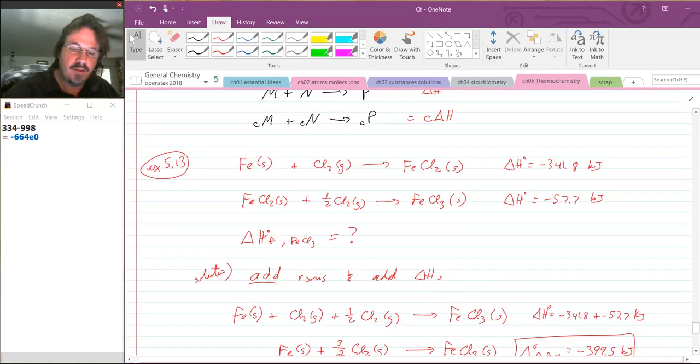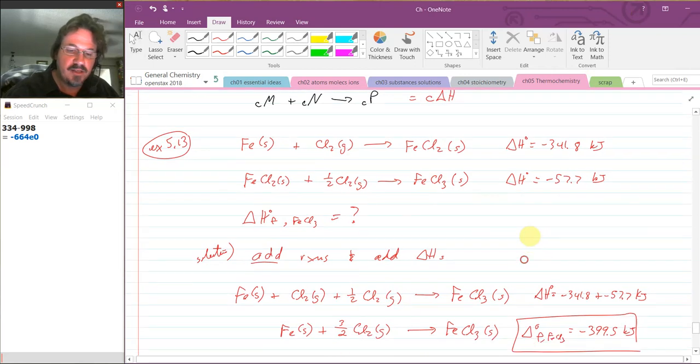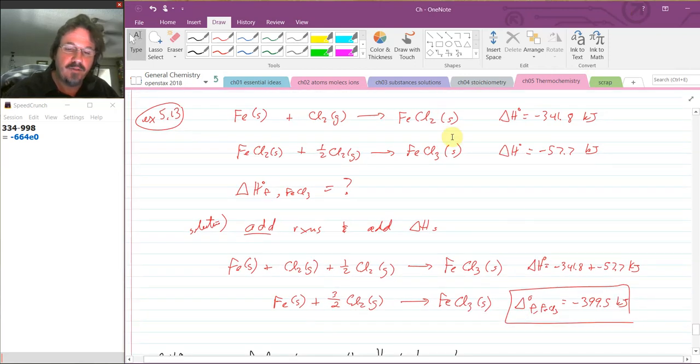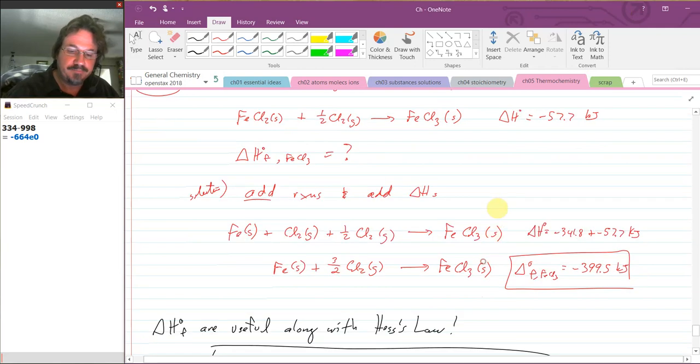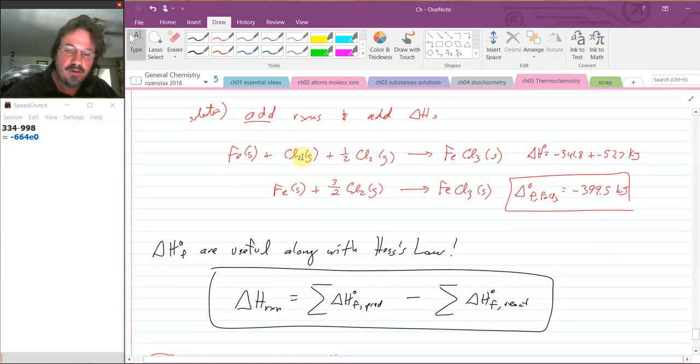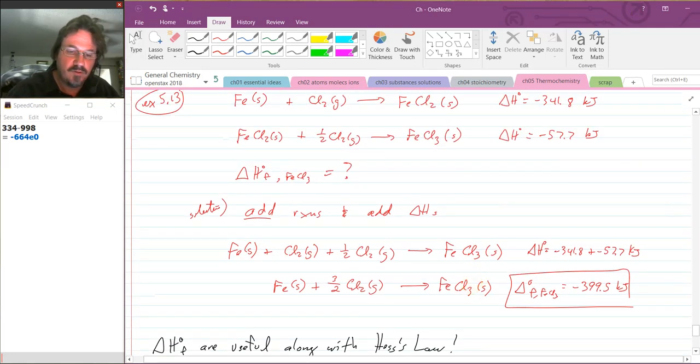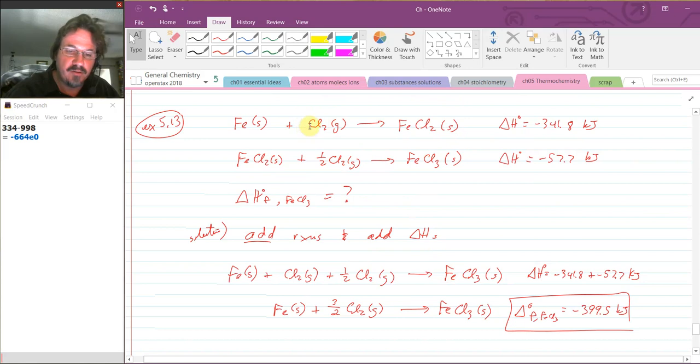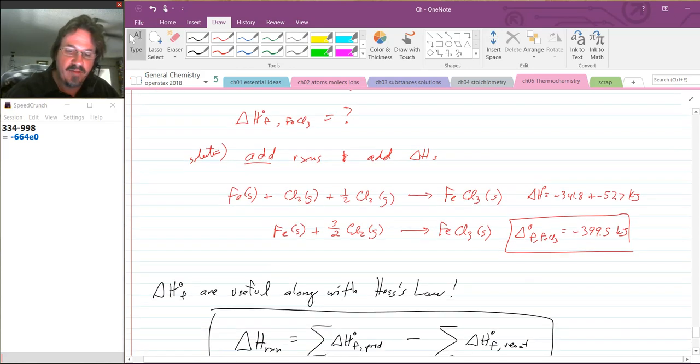Here I've rewritten the reactions that we just talked about. We're saying what is it for the iron 3 chloride. We're going to add those reactions together. Right. I've done that down here. Add them together. The iron 2 chlorides have canceled. I've got the chlorine gas and a 1/2 chlorine gas. That's right here, chlorine and a 1/2 chlorine. So when I add that together, that becomes a total of 3/2 chlorine.